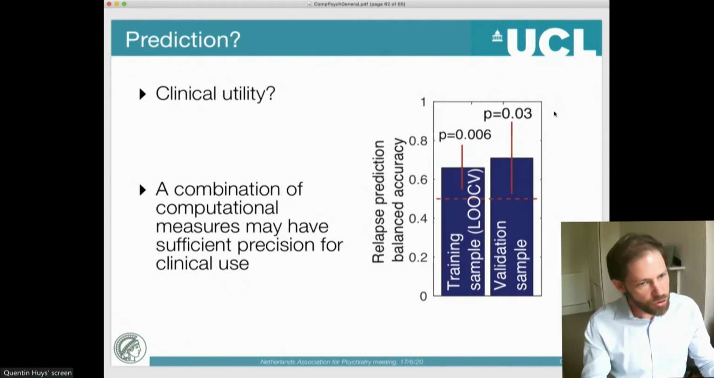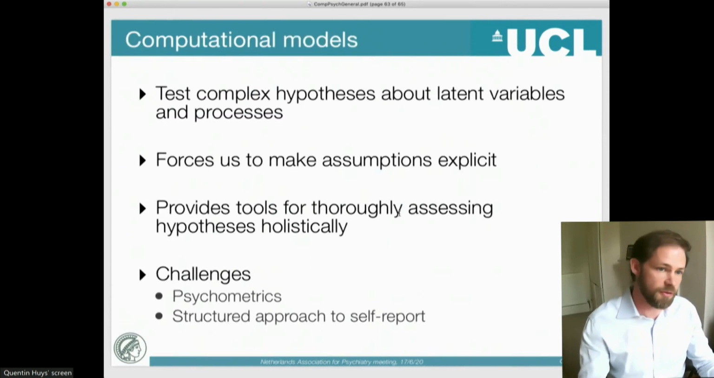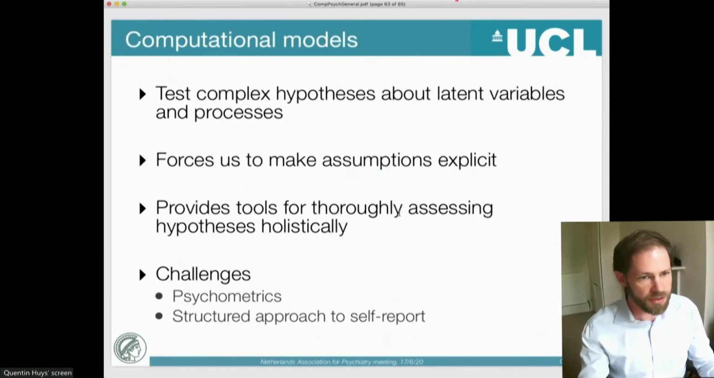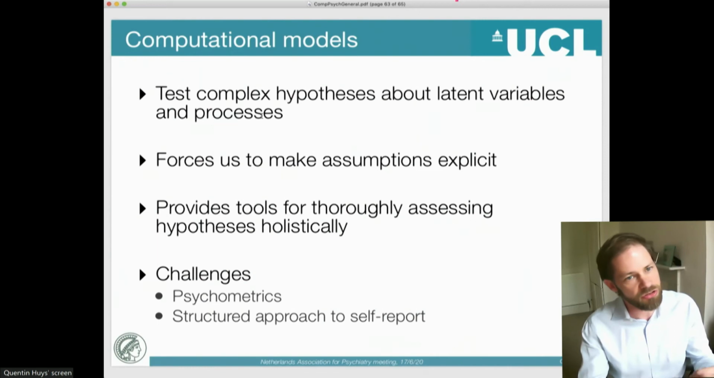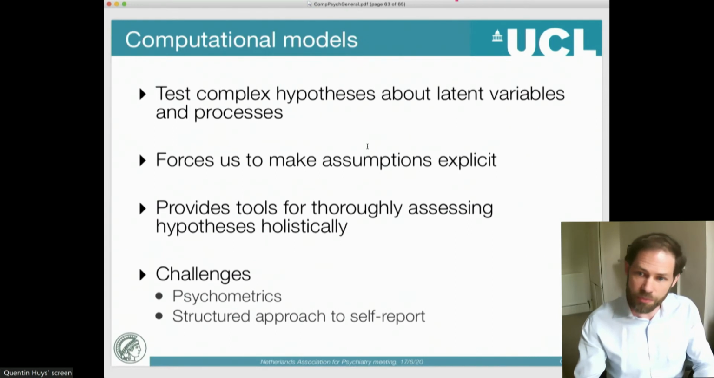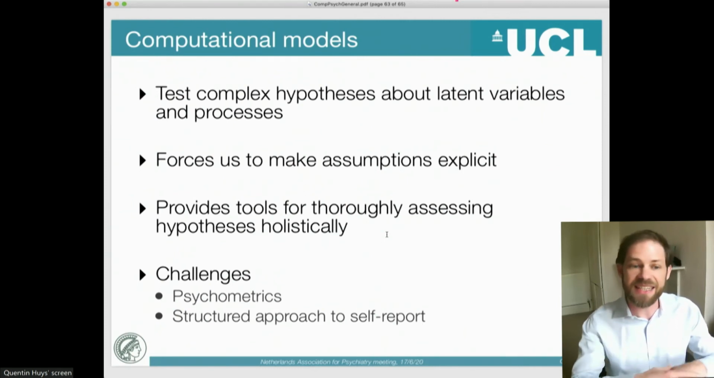Now, I don't have time to go over it, but a combination of different computational measures may actually have jointly sufficient precision to bring us towards clinical use. Unfortunately, I'm running a little bit over, so I will go over this quickly. Computational models are very powerful because they allow us to test complex hypotheses about latent variables and processes. They force us to make the assumptions explicit, and they provide tools for thoroughly assessing these hypotheses. And the key word here is holistically. When we build these generative models, we ask how well they explain the entire data set as opposed to just one part of the data.